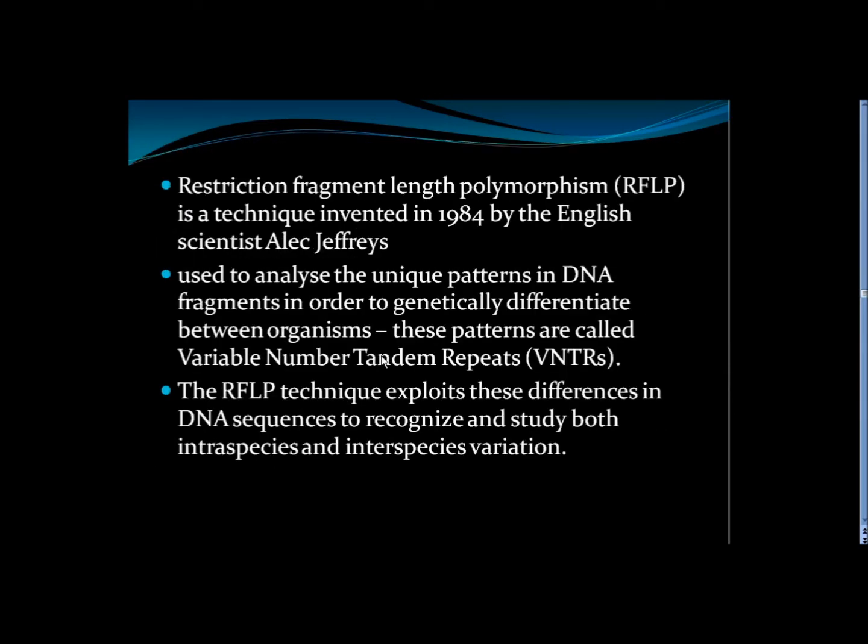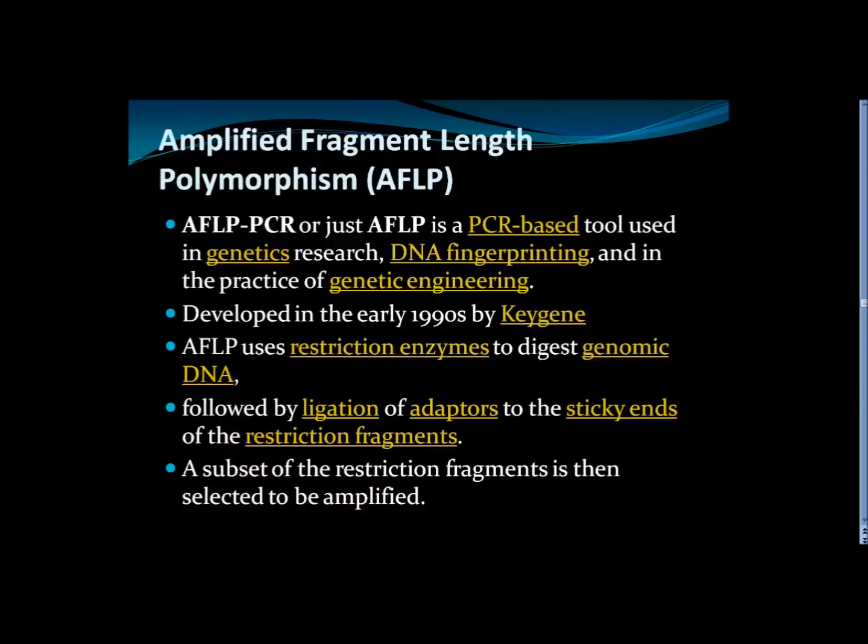Restriction fragment length polymorphism is a technique that was invented in 1984 by the English scientist Alec Jeffreys. RFLP is used to analyze the unique patterns in DNA fragments in order to genetically differentiate the organisms. These patterns are called variable number tandem repeats. So, the RFLP technique exploits these differences in the DNA sequences to recognize the variation at the interspecific and intraspecific levels.